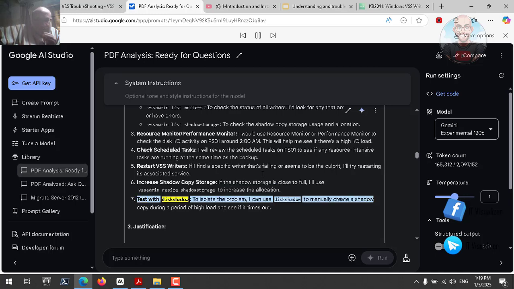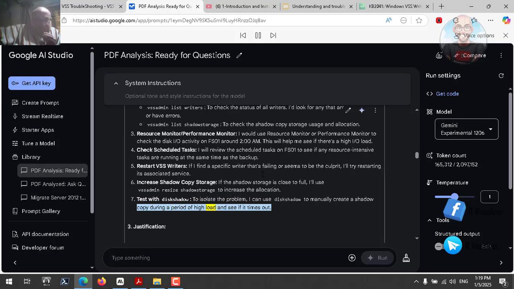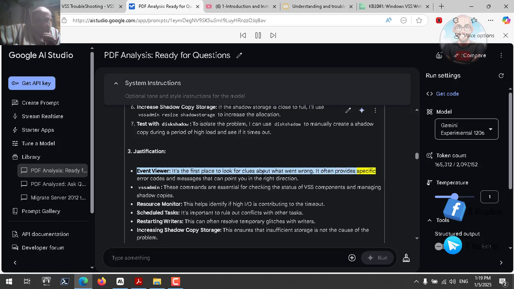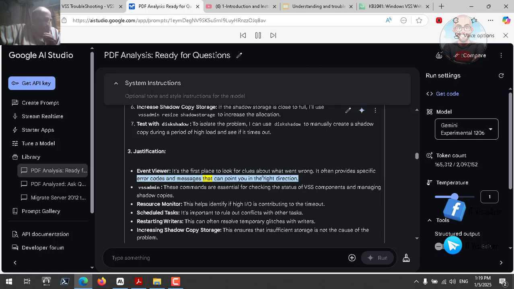Test with DiskShadow. To isolate the problem, I can use DiskShadow to manually create a shadow copy during a period of high load and see if it times out. 3. Justification. Event Viewer. It's the first place to look for clues about what went wrong. It often provides specific error codes and messages that can point you in the right direction.